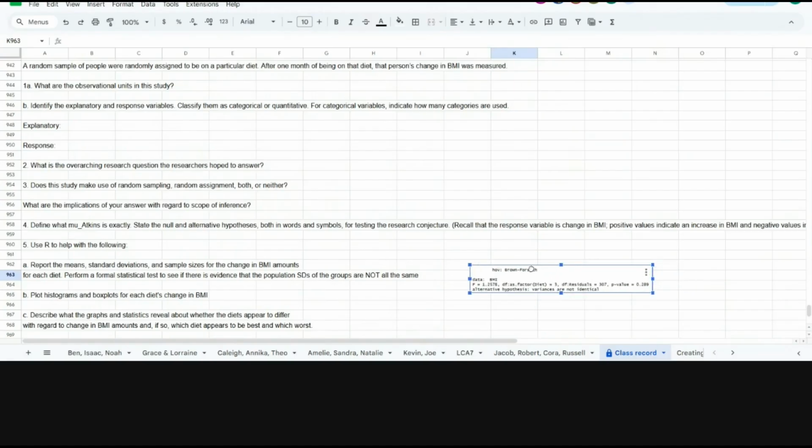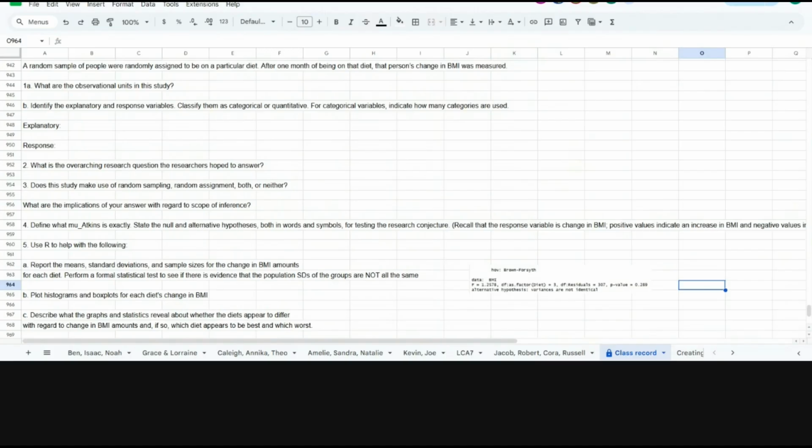So you did the Brown-Forsythe test. Now, what was it? The p-value is pretty big. So is there any evidence that the SDs are not the same in the population? No. So in other words, can we proceed with our analysis? Yes. All full steam ahead.